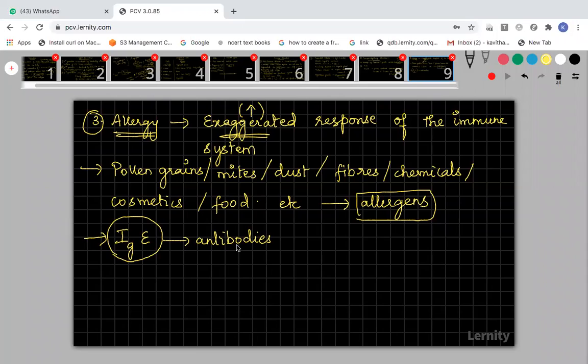If these antibodies are present higher than the normal range, I told you IgE and IgD will be present in a small amount, the least amount. But if they are present in high concentration, then it will show an exaggerated response in your immune system, which will result in allergy. This allergic response may vary from person to person. It will not be common for all persons, right? And it will differ from organ to organ, right?